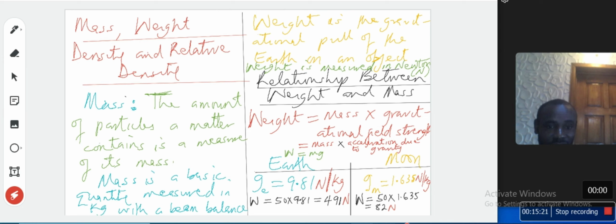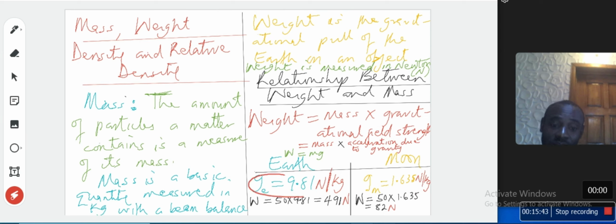Did you get that? Weight changes. Why does weight change? Because it's not fixed. Why does weight change? Because gravitational field strength is different. In fact, weight is determined by the gravitational field strength and the mass.